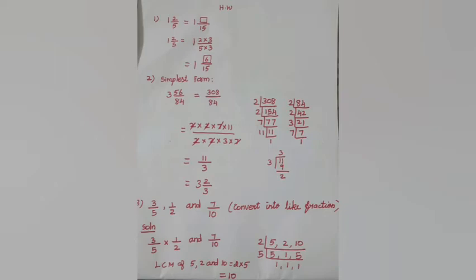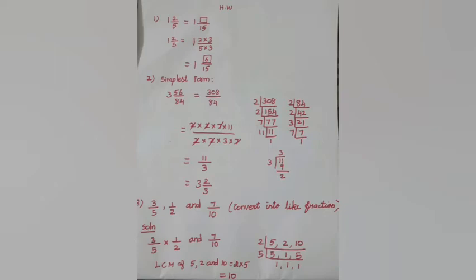Then second one, simplest form. 3 56 by 84. Now we want to change it into an improper fraction. 308 by 84. Now we can find the prime factors of 308 and 84. What are the prime factors of 308? 2 into 2 into 7 into 11 by 84, which is 2 into 2 into 3 into 7. Now we can cancel 7 and 7, 2 and 2, again 2 and 2. Remaining 11 by 3. Here the question is mixed fraction, so we can convert into a mixed fraction. So what's the answer? 3 2 by 3 is the answer.